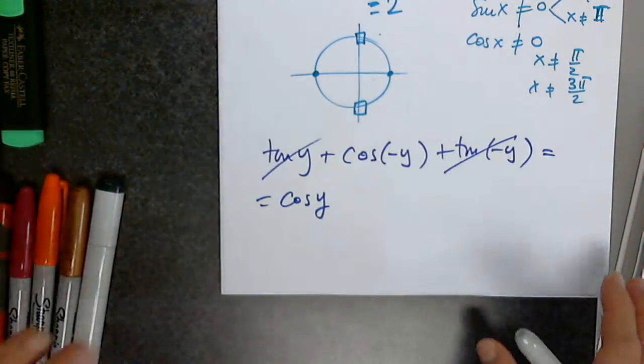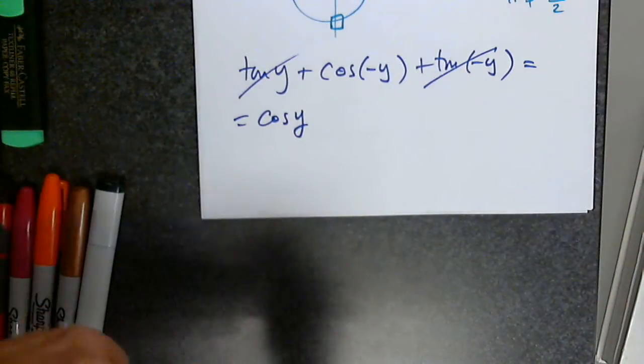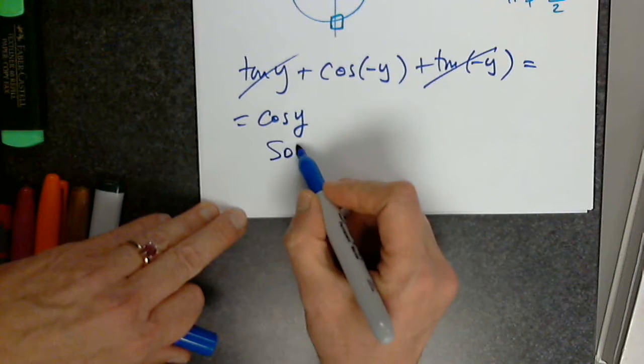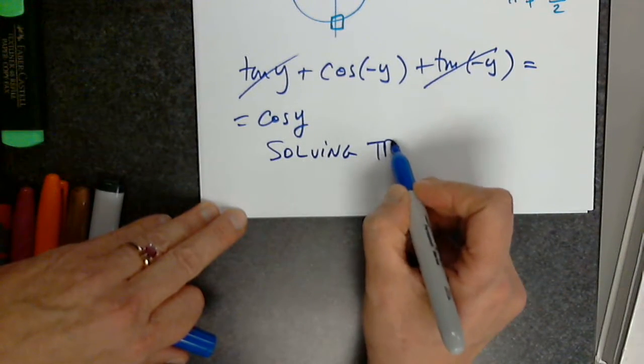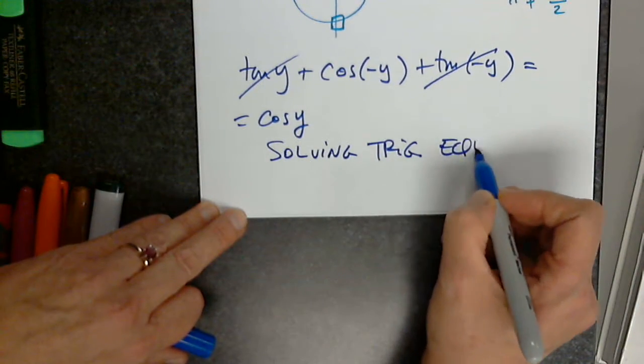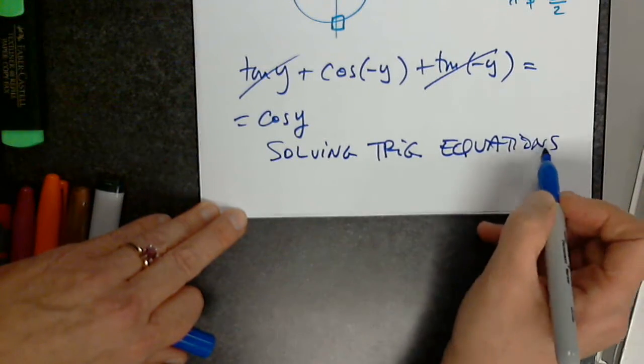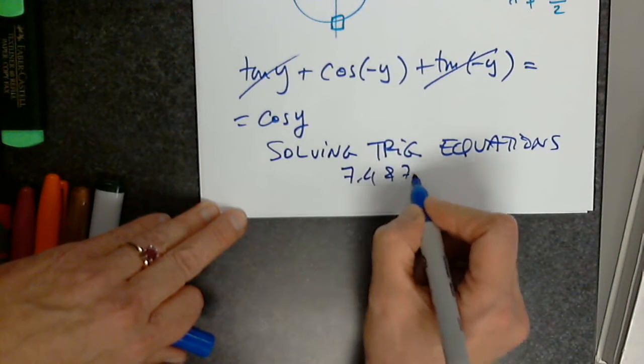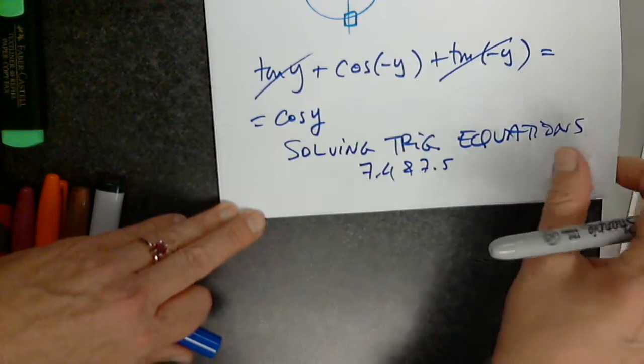7.4 and 7.5. Solving trig equations. Solving trigonometric equations. 7.4 and 7.5.